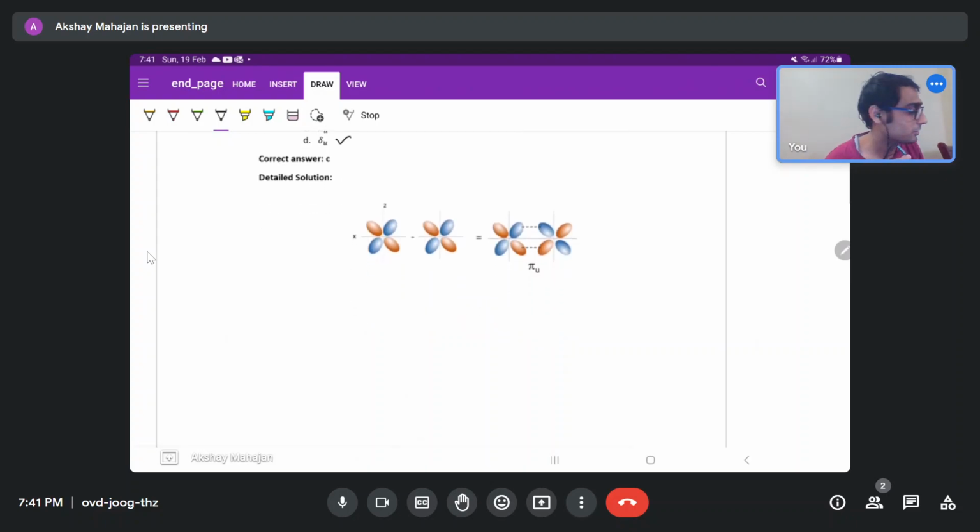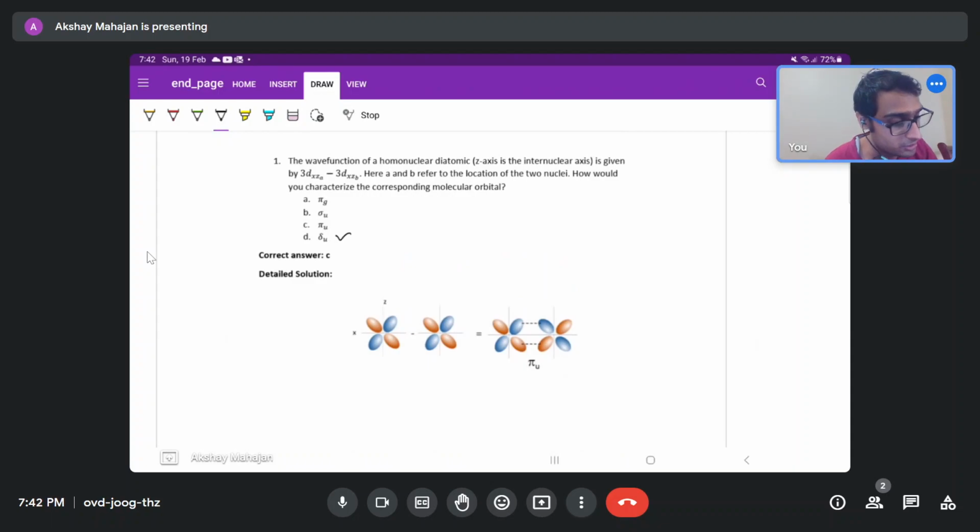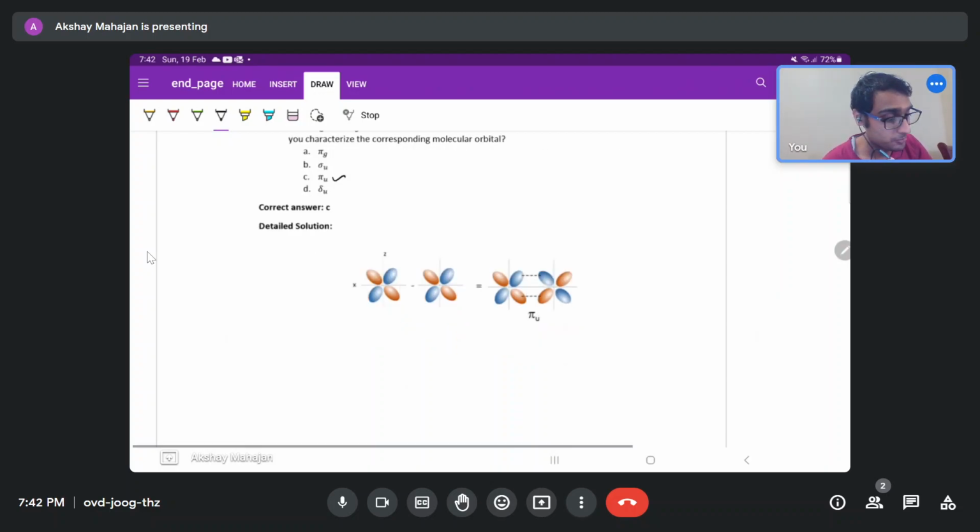You just have to form the bonding orbital, and this pi u will be your answer, because the orbital being formed is a bonding orbital, and it is not going to be a sigma orbital, it is going to be a pi orbital. If you see the table within the lecture notes, in pi the bonding orbital is given by u.